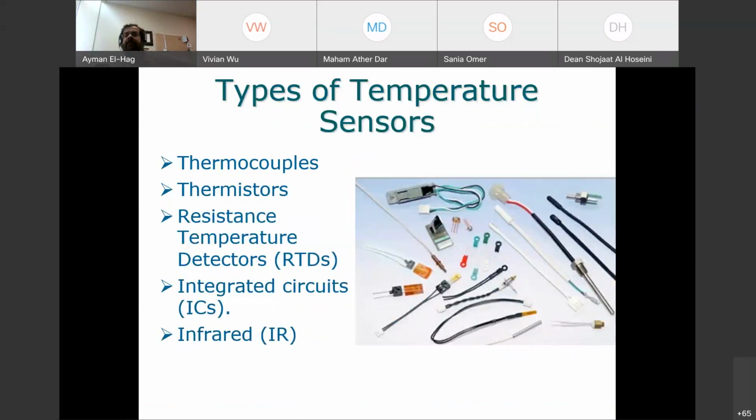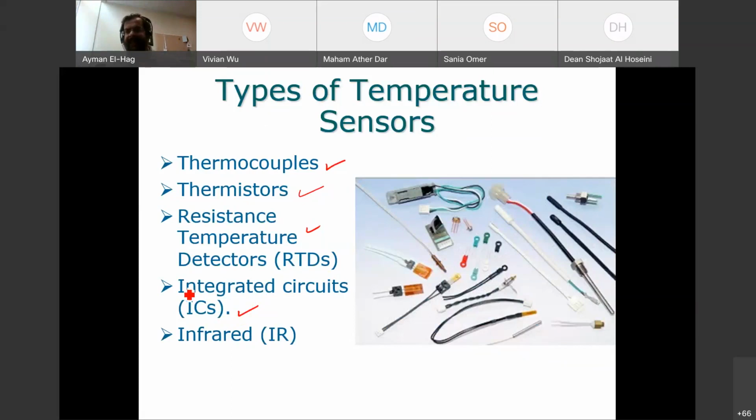Now there are several types of temperature sensors. These are the ones that we will learn about, and these are the most common ones, especially the first three: thermocouples, thermistors, and resistance temperature detectors, or RTDs. These three are used in many applications, and they are more of an industrial scale. The integrated circuit, or IC, type of sensor is used to measure only a low range of temperature. If you want to measure high temperature, you can't use them.